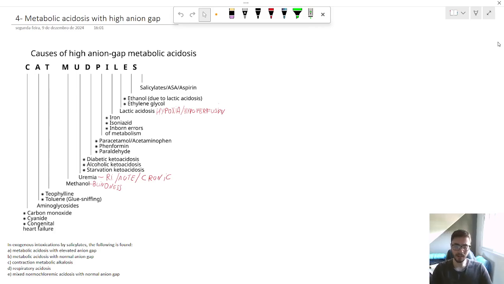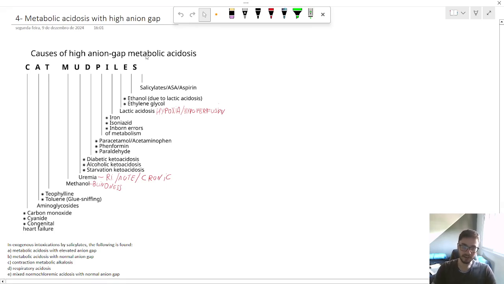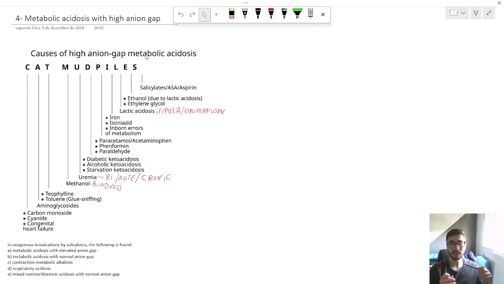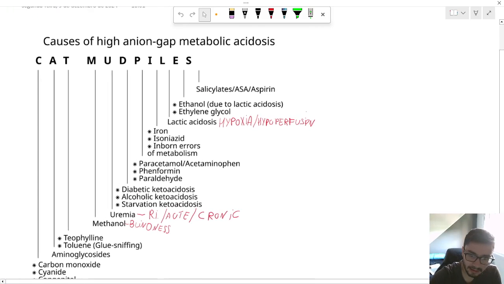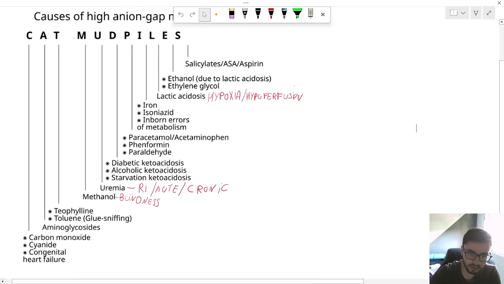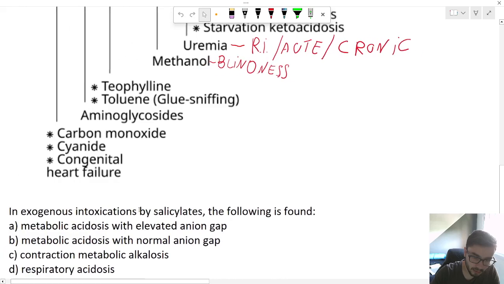So today we are going to talk a little bit more about metabolic acidosis with a high anion gap. We talked about the CAT MUD PILES, that are the causes of a high anion gap metabolic acidosis. But today I wanted to talk a little bit more about this. And in the next video we will also talk about causes of metabolic acidosis with a normal anion gap. So let's get a little bit deeper here. So we have the letters, the CAT MUD PILES. Let's talk a little bit about each one of these.